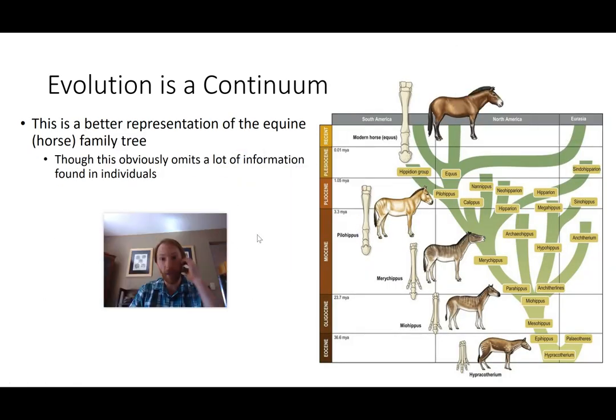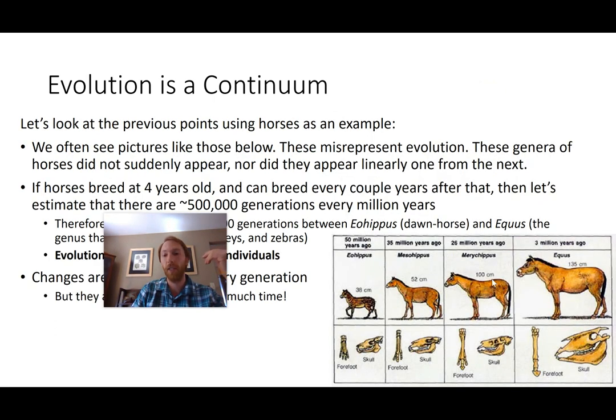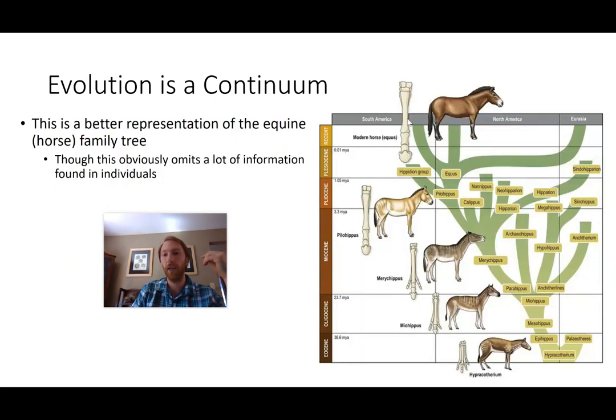This would be a better way to represent a horse family tree. Rather than this type of diagram, this is a little bit more accurate, shows the same thing except the skulls are missing, but this shows all of the different genera of horses as they evolved and went extinct, and our presumed evolutionary relationships. We're going to actually learn how to do diagrams like this next lesson.